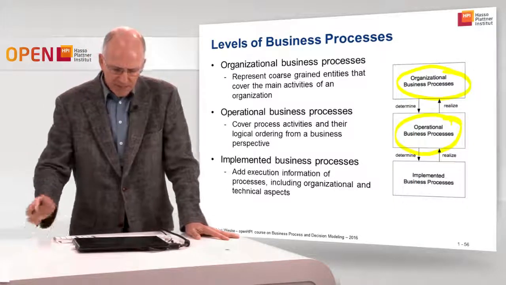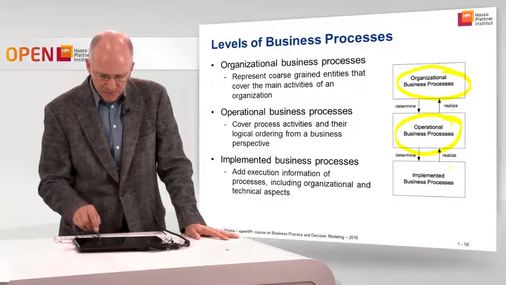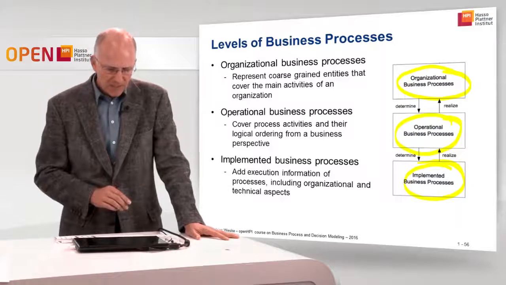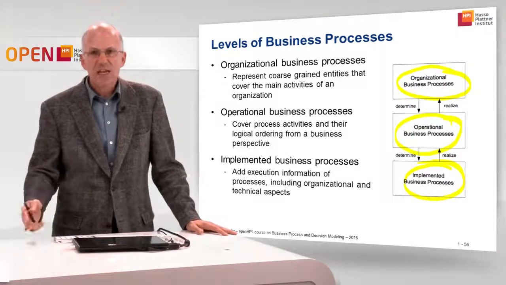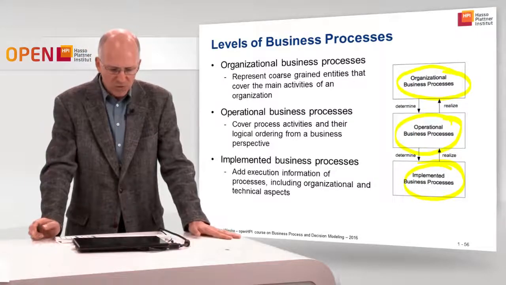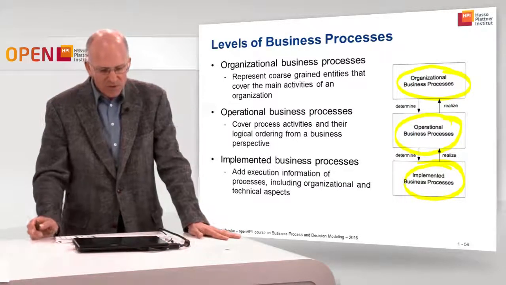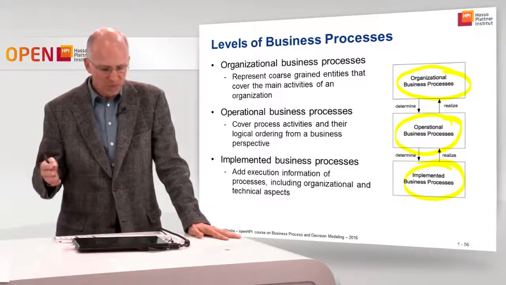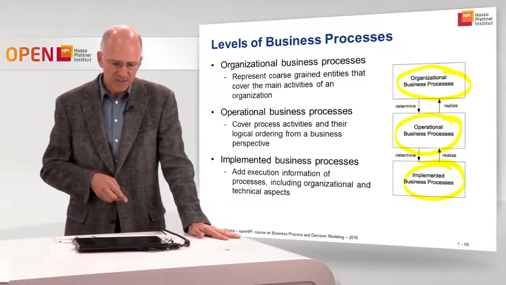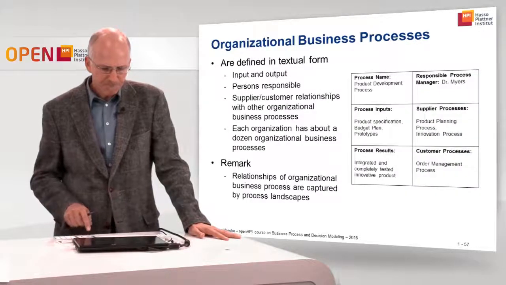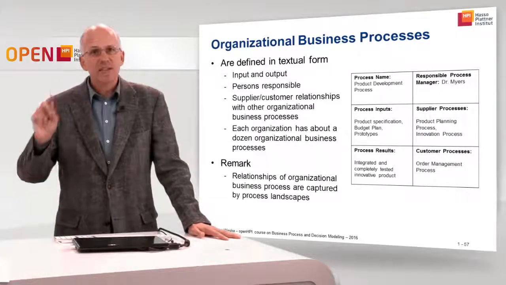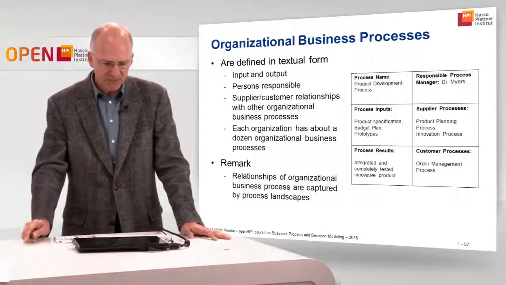On the implementation level, we have implemented business processes. In the implemented business processes, we add technical execution information to operational business processes. Also, the process structure might be more elaborate, or different from the structure of the operational business processes. So let's start with the highest level, with the organizational business processes.